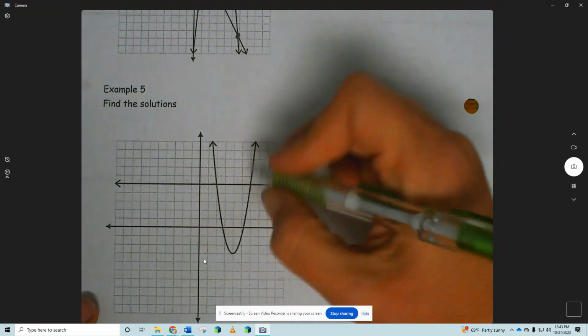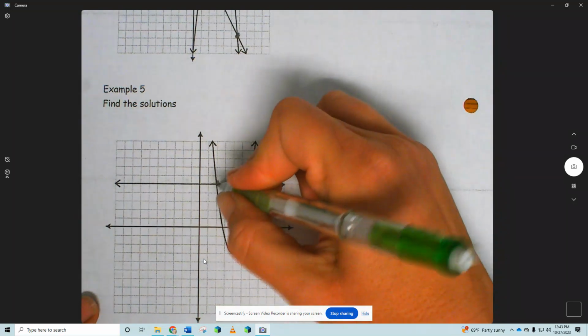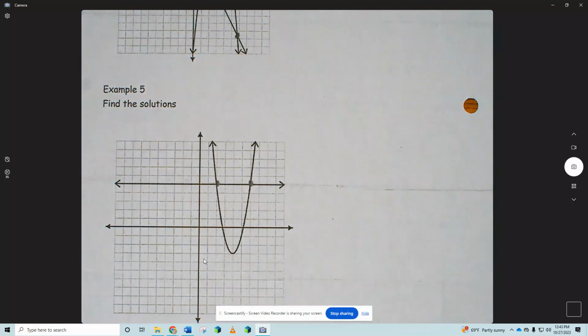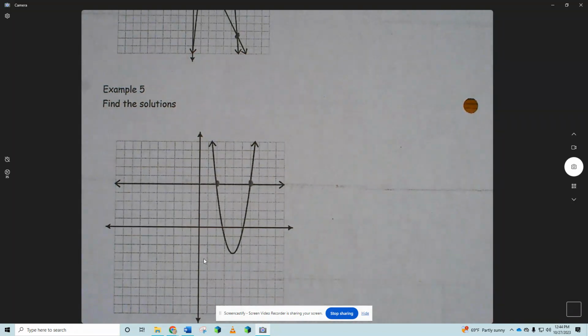Those actually hit perfect. Yay, they hit perfect. So what is that ordered pair going to be? Over 2 up, yep. Over 2 up 5, and what else? 6, 5. Okay.